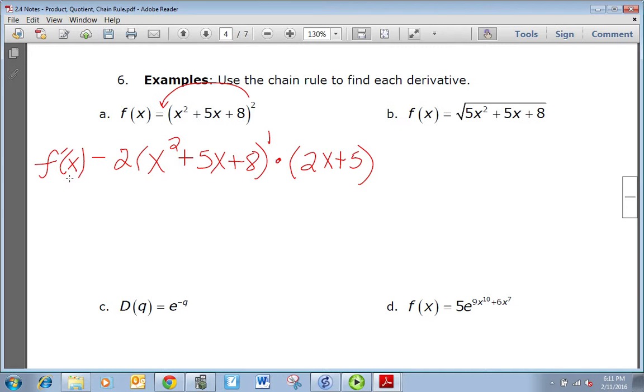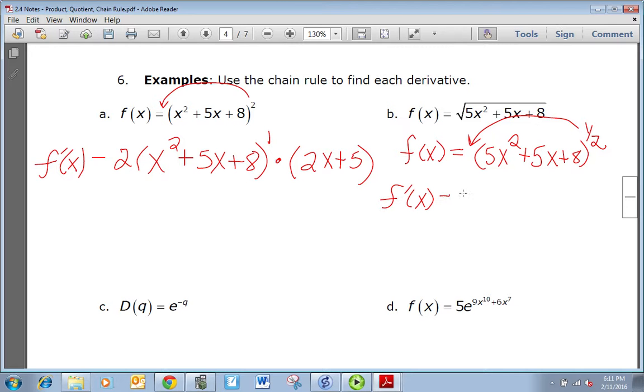B, f of x equals the square root of 5x squared plus 5x plus 8. Let's make it derivative friendly first. Let's take all of that, the 5x squared plus 5x plus 8. We're going to write that all to the 1/2 power. Alright, again, the 1/2 comes down in front, so f prime of x is equal to 1/2 times the inside to the negative 1/2. And that gets multiplied by the derivative of the inside, which is 10x plus 5.